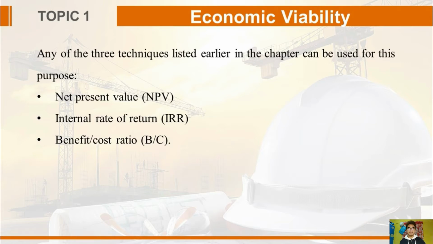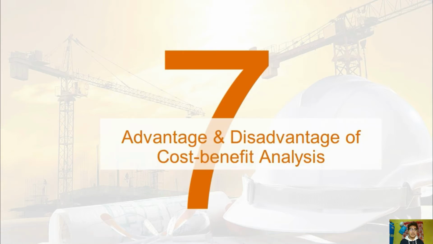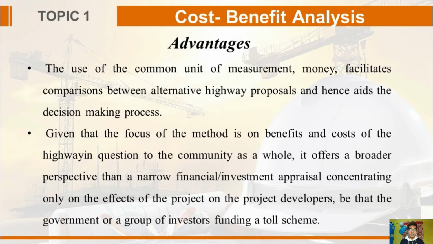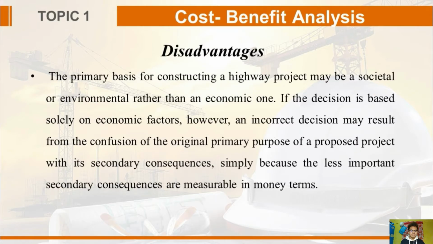cost ratio. Advantages and disadvantages of cost-benefit analysis. The advantages: the use of the common unit of measurement, money, facilitates comparison between alternative highway proposals, and hence aids the decision-making process. Given that the focus of the method is on benefits and costs of the highway in question to the community as a whole, it offers a broader perspective than the narrow financial investment appraisal concentrating only on the benefits of the project developers, be it the government or a group of investors funding a toll scheme.